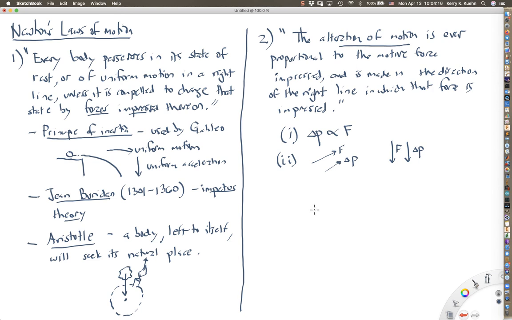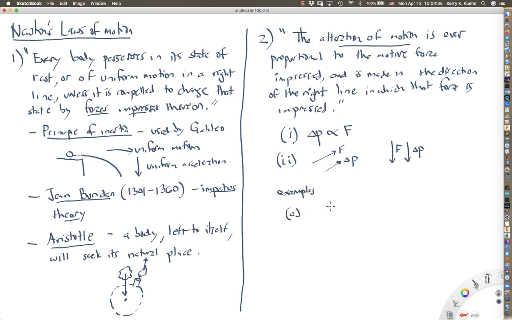Okay? So let me just remind you of one other thing. I want to talk a little bit more about Newton's second law, but let me just remind you of something I think I told you before. Let me just give some examples of this. Okay, so I'll do a few examples.